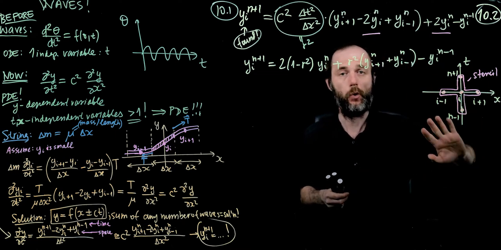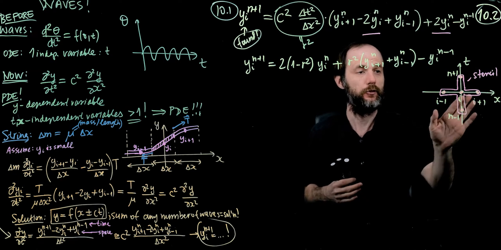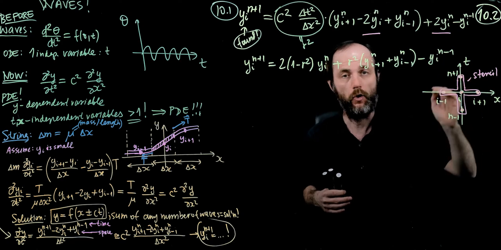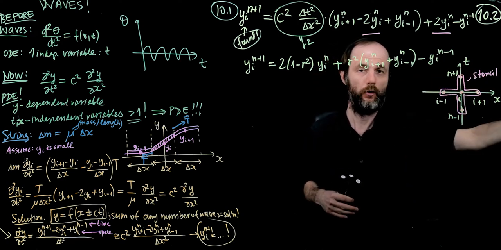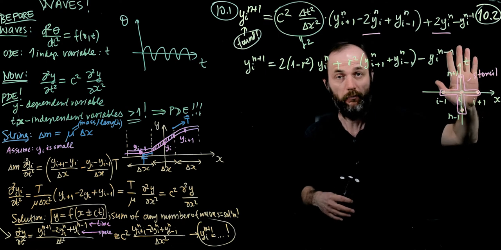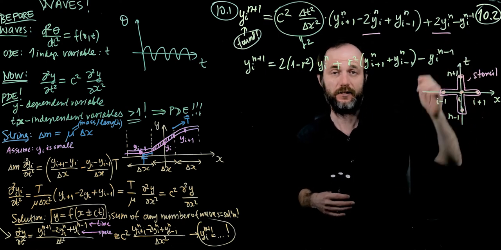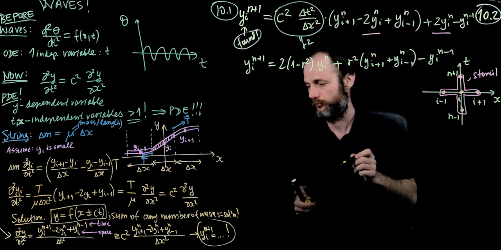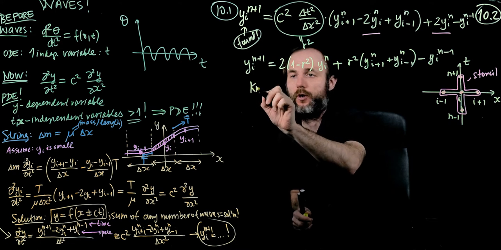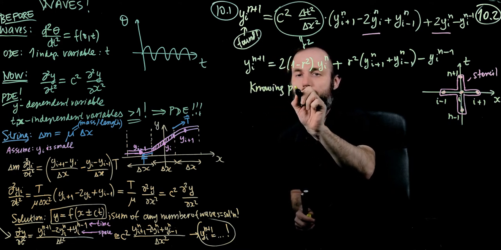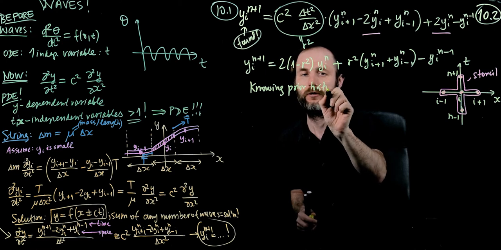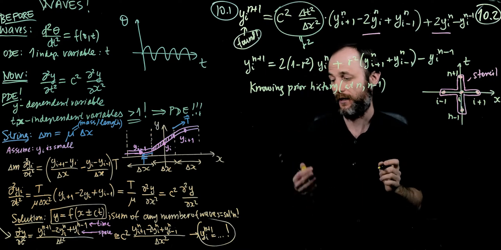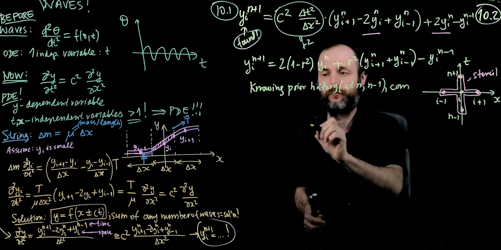So that is how our numerical scheme is able to take the solution at the current time and at the previous time, which we both know, and figure out what's at the next time for all the points, and then apply the same algorithm again and again and again and advance the solution forward in time. So, knowing the prior history at n and n minus 1, we can move forward with the calculation.